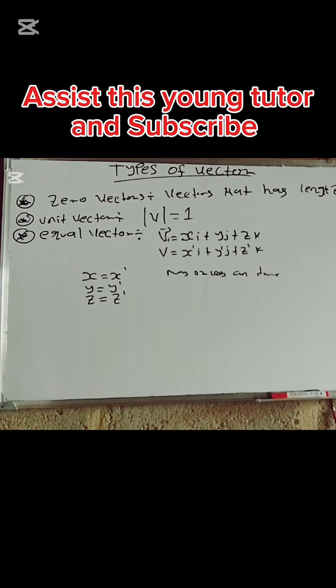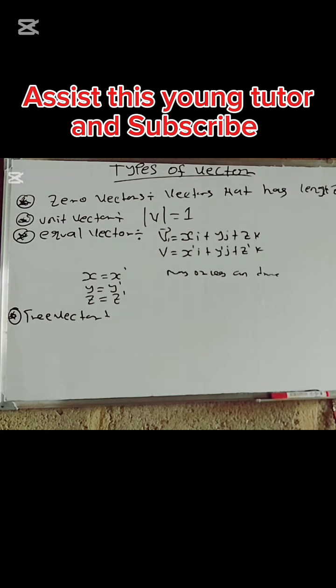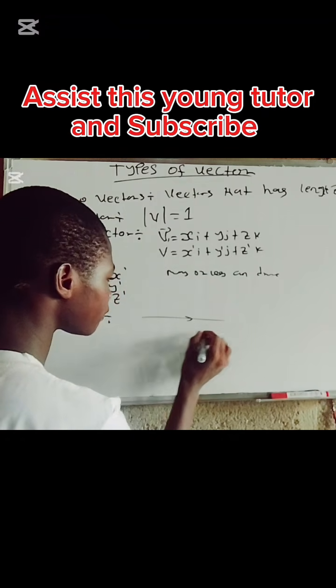There is another type of vector: the free vector. So what are free vectors? Vectors are said to be free, or sliding, vectors if their magnitude and direction are fixed, but their position in space is not fixed. Let me show you an example.